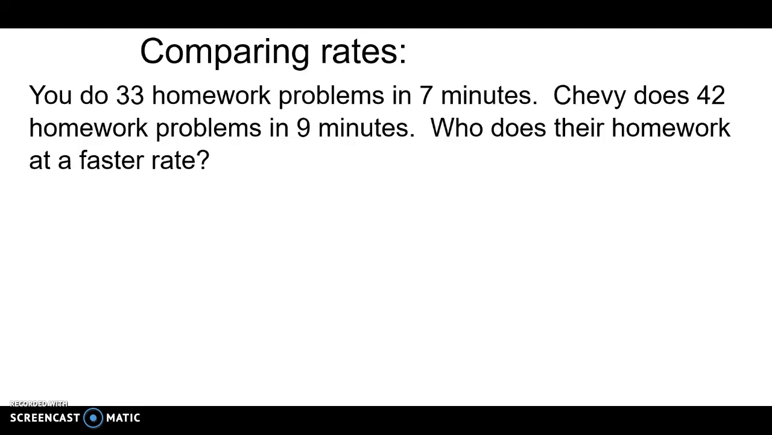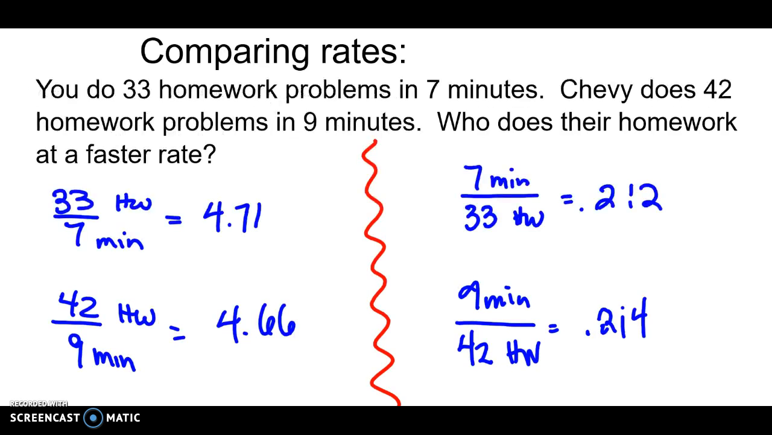Well, I need to find the rate for both people, you and Chevy, and then compare them and see who is faster. So I want you to pause it here. This one's really important that you write it down so that we can really talk about it together. So pause, write down the rate for each person, and then decide who's faster. Okay, before you just copy everything that you see down on your paper, I want to talk about what these numbers mean. So most people probably found how many questions can I do in a minute.